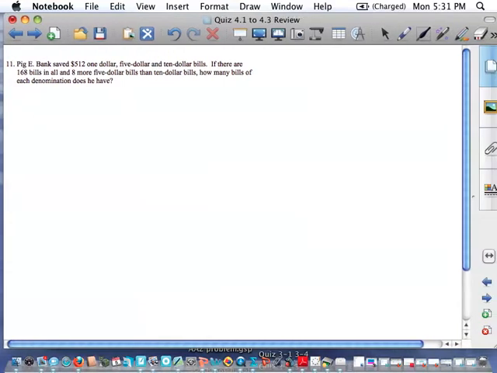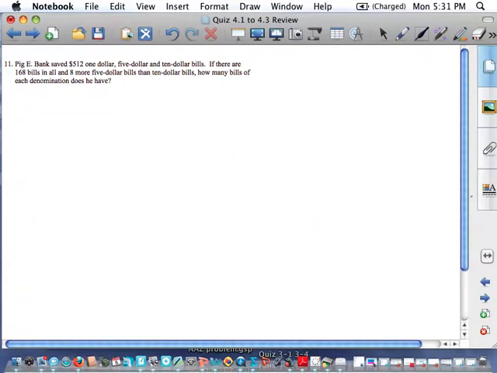Okay, number 11, Piggy Bank saved $512 in $1, $5, and $10 bills. Probably need a little grammatical change there. If there were 168 bills in all, and 8 more $5 bills than $10 bills, how many bills of each denomination does he have?